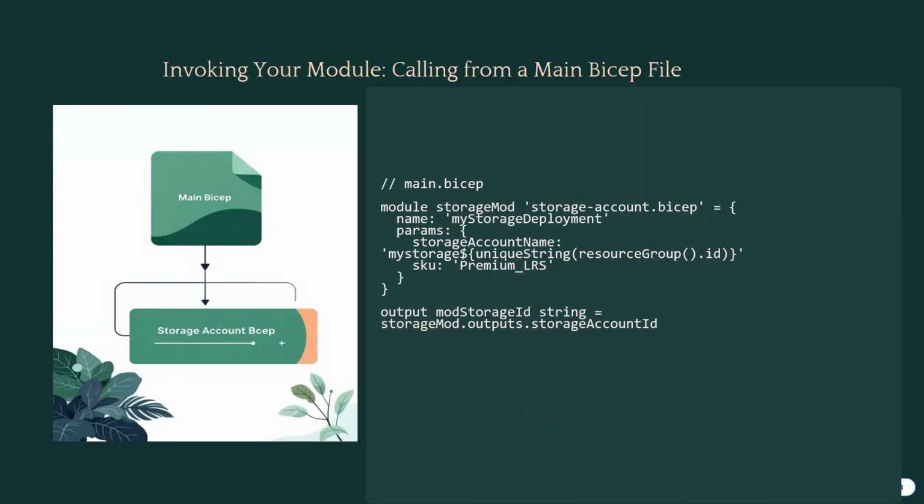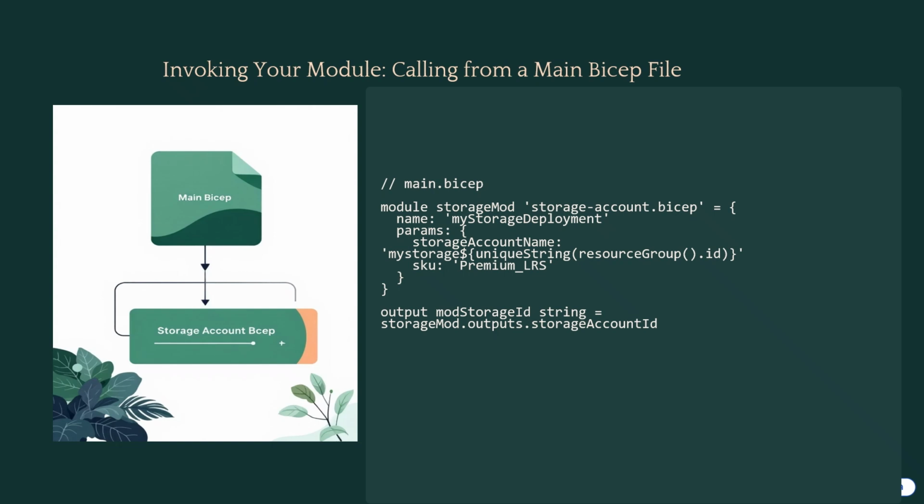Now that we have a storage account module, it's time to integrate it into a main Bicep file. This is where the magic of true reusability comes alive. We will use the module keyword to call our newly created storage account module. This action effectively embeds and deploys the resources defined within our storageaccount.bicep file. So we assign a symbolic name, storageAccountModule, to our module instance, specify its path, and pass in the necessary parameters.